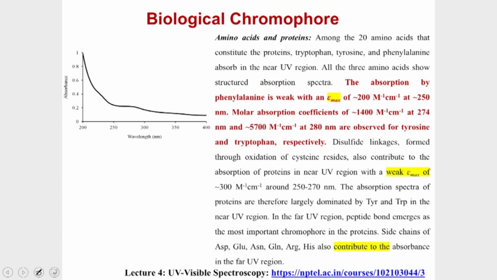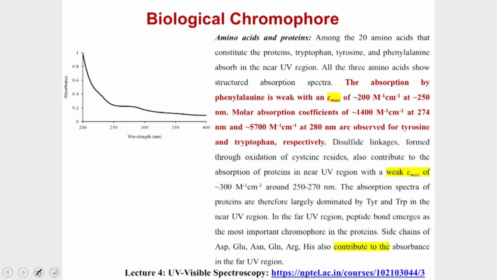Similarly, you can have the disulfide linkages formed by cysteine, and that also gives you absorption and can be used as a chromophore within proteins. The disulfide linkages formed through the oxidation of cysteine residues also contribute to the absorption of protein in the near UV range, with a weak epsilon maximum of 300 around 250 to 270 nanometers. The absorption spectra of proteins are therefore largely dominated by tyrosine and tryptophan in the near UV range.